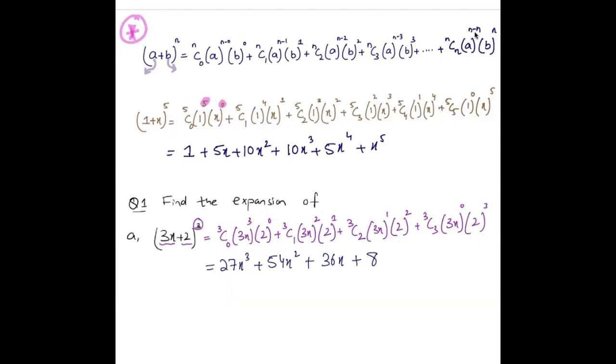So these are the terms in the expansion of (3x + 2) to the power of 3. If I ask you what is the coefficient of x square, you're going to say 54. What is the coefficient of x in the expansion of (3x + 2) to the power of 3? In its expansion, the coefficient of x is 36. What is the term independent of x in the expansion? The term independent of x is 8. So you should be able to answer these kinds of questions.